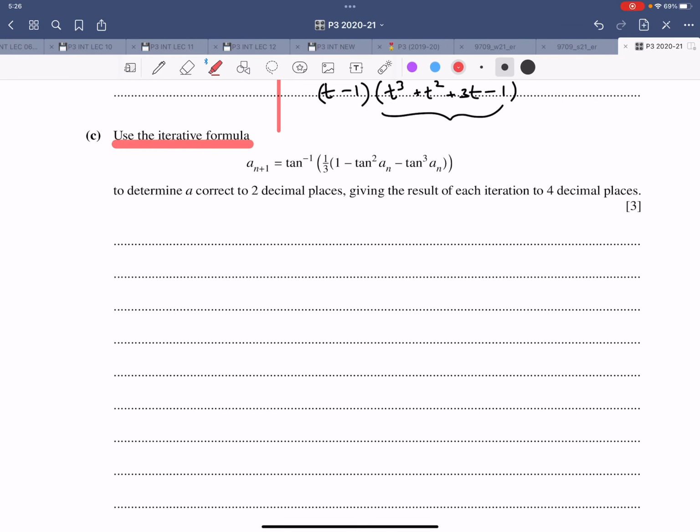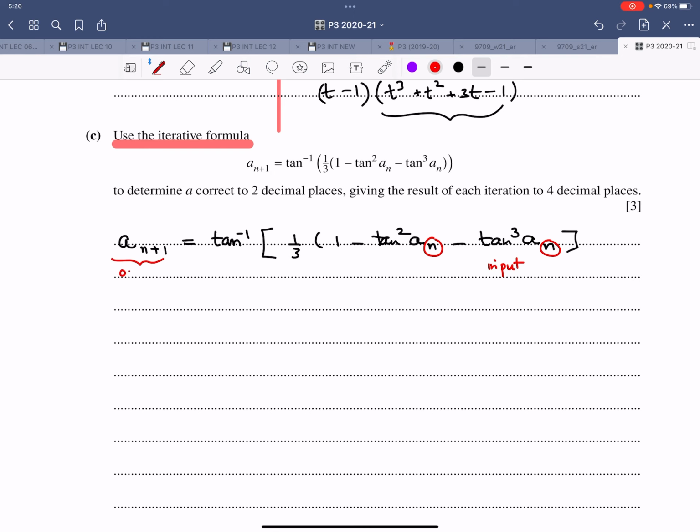Let's look at this iterative formula. It's in terms of that particular root, which is A subscript n plus 1. That is tangent inverse of 1/3 (1 minus tan square A subscript n minus tangent cube A subscript n). We know that this is the input and this thing is the output.